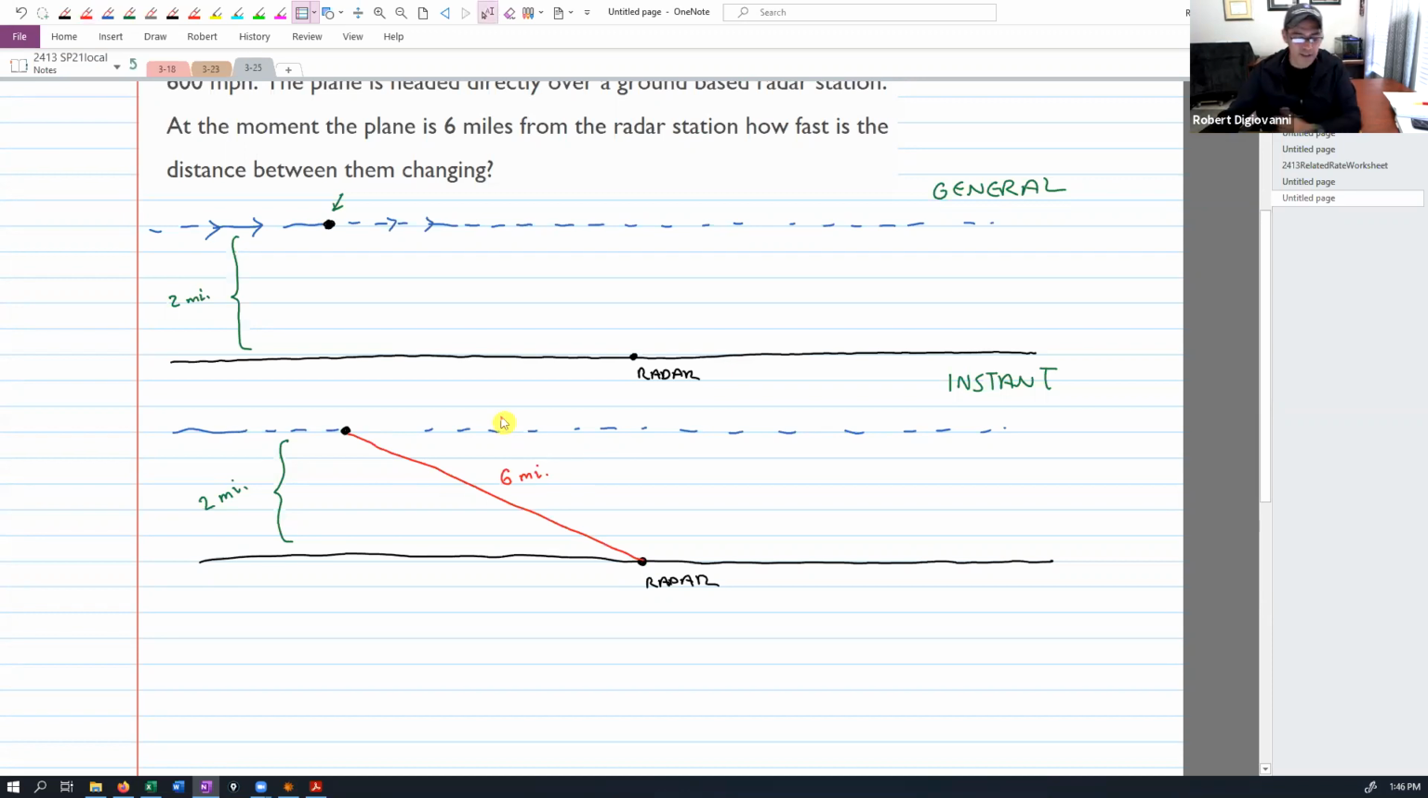Be careful, it's not saying the distance along the ground is 6. It's not saying that. It's the distance from the plane to the radar station, the straight line distance.